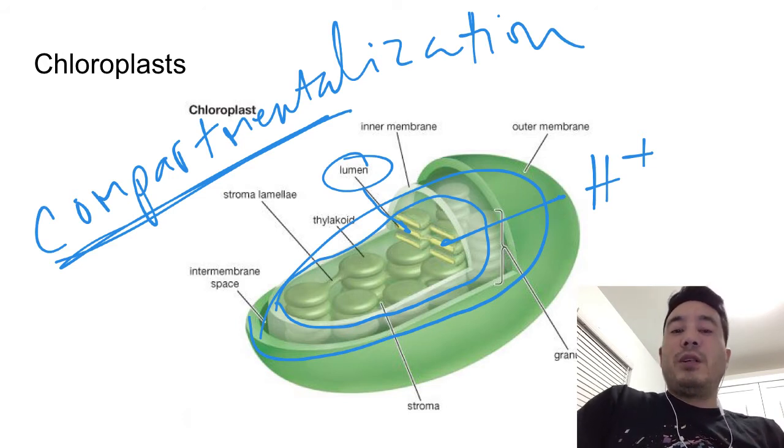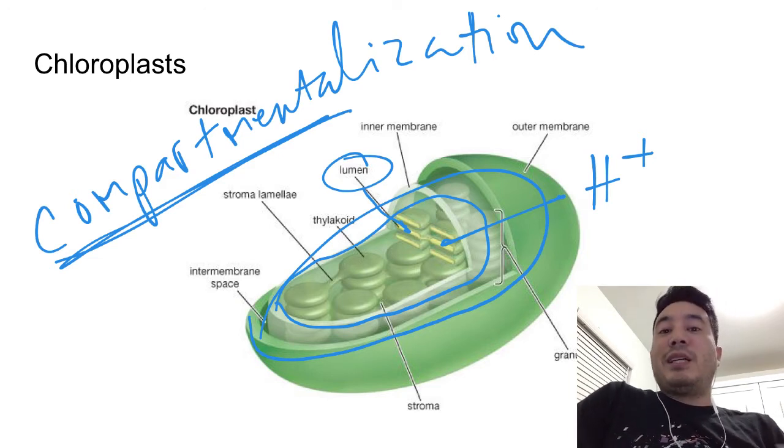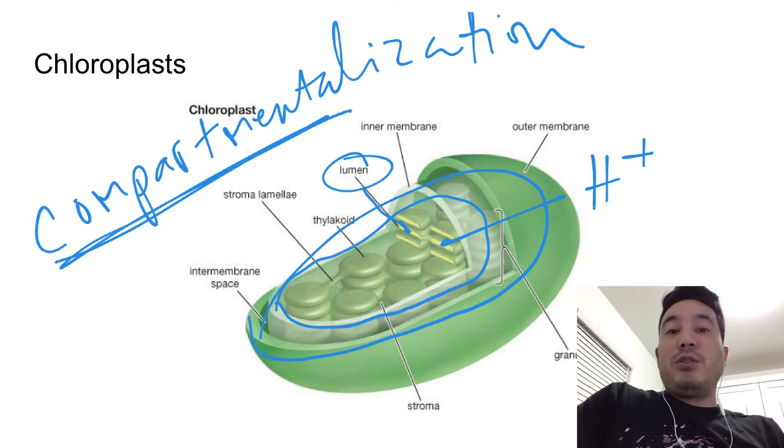So having all of that energy in there, those H+ ions stored in there and kind of trapped, you know, it's a compartment. It's like a closet. They can put it in there and hold it there. And in this case, they can actually use it to produce some energy.